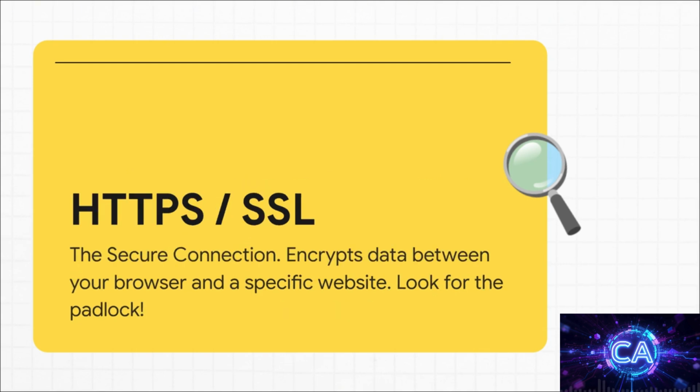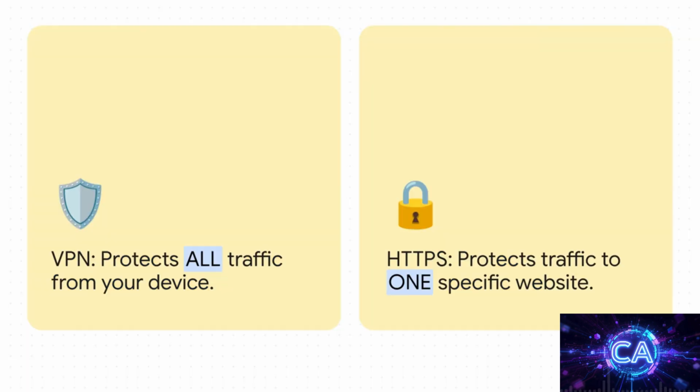Have you ever noticed that little padlock symbol up in your browser's address bar? Well, that's HTTPS, and it's a very good sign. It means your connection to that specific website is secure and encrypted. You might also hear the term SSL. That's kind of the old school name for the tech behind it. All you really need to remember is, see the padlock? You're good to go.